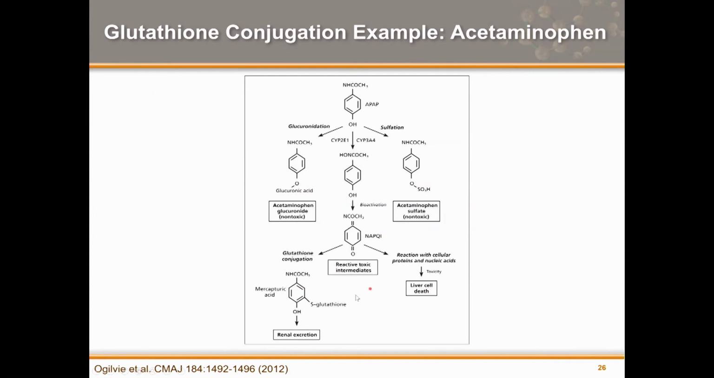Because this is a reactive electrophilic metabolite, it will be conjugated by glutathione. And this glutathione conjugation will increase its hydrophilicity, leading to renal excretion, and also eliminate its reactivity. However, if part of this NAPQI escapes this glutathione conjugation, NAPQI can actually react with the hepatocyte itself, leading to hepatotoxicity.